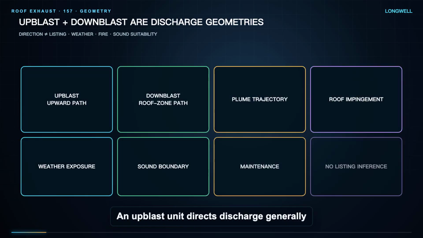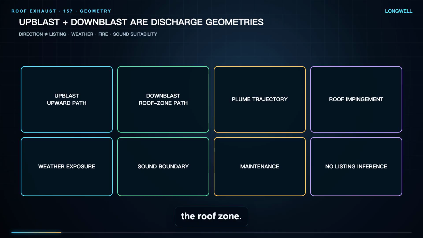An upblast unit directs discharge generally upward. A downblast unit redirects air downward or outward beneath a weather hood toward the roof zone. Geometry changes plume path, roof interaction, weather exposure, sound boundaries, and maintenance, but proves no listing by itself.